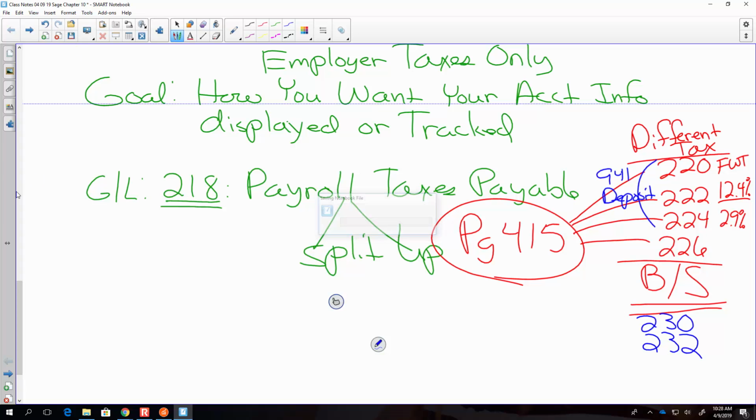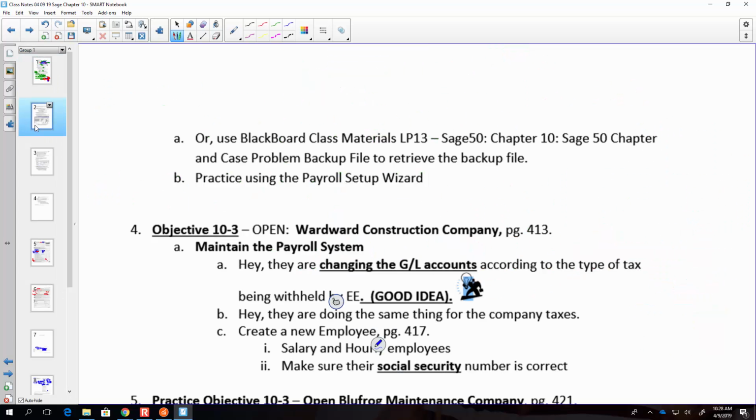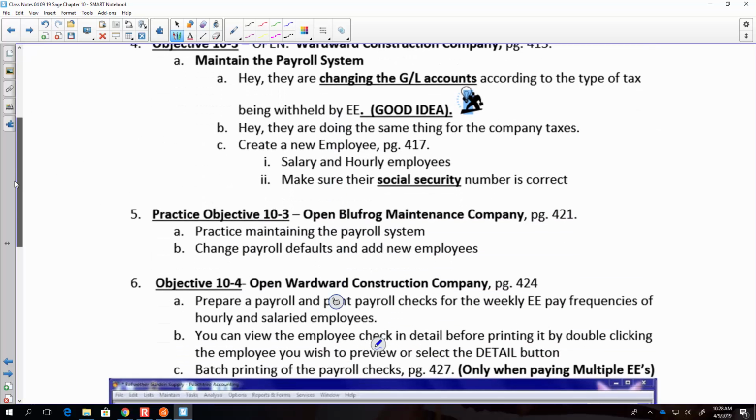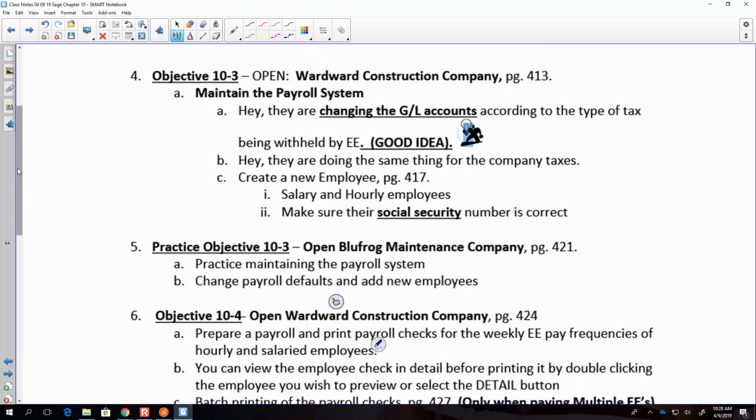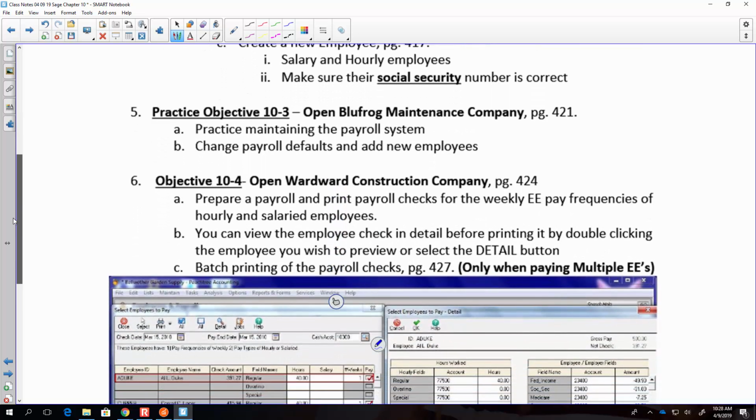All right. So the notes then on page 2, I talk about those different accounts. Make sure your GL accounts match the tax. Make sure your GL accounts match the tax. Because again, you want to make that deposit based on those accounts.